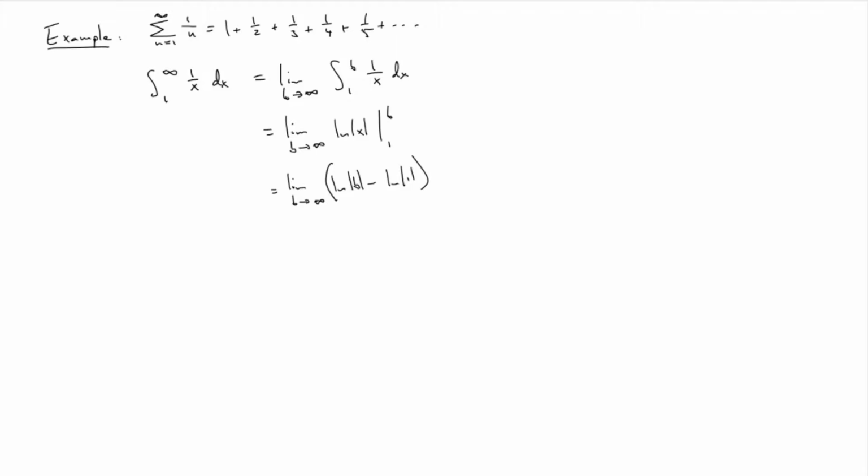Well, the absolute value of 1 is 1 and the natural log of 1 is 0. And so this reduces to the limit as b approaches infinity of the natural log of the absolute value of b. You don't really need the absolute values because b is approaching infinity, so it's certainly positive. But as b approaches infinity, natural log of b also approaches infinity. And so that tells us this improper integral diverges, and that tells us by the integral test that this series, the harmonic series, diverges, which we already knew, but now we know it a second way.